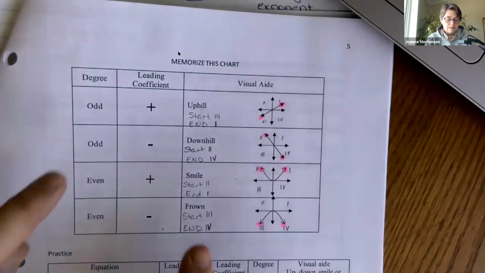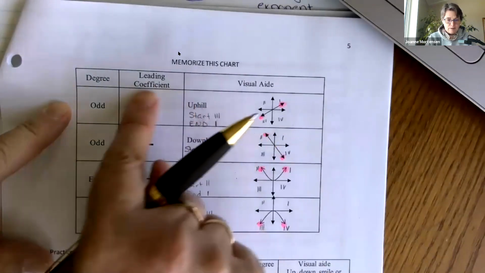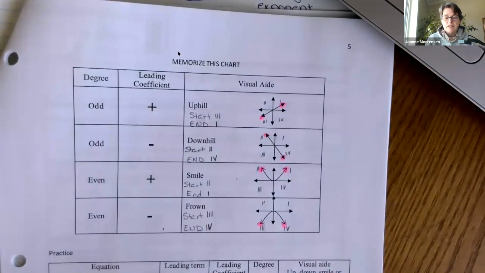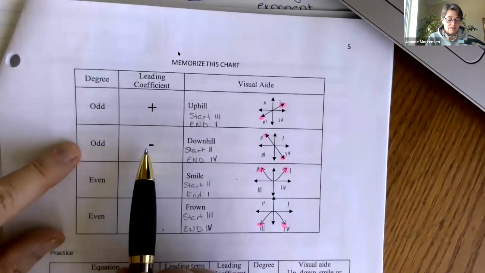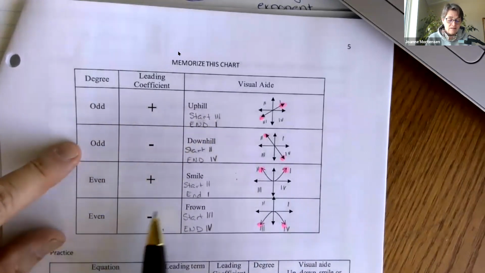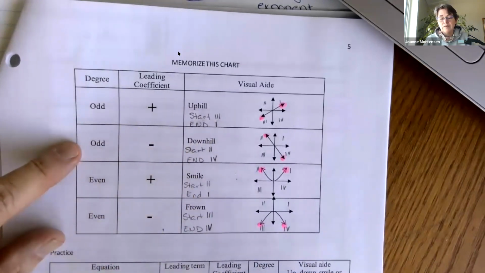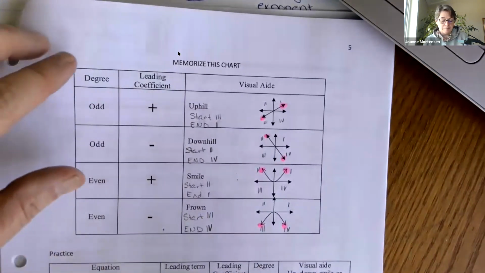All right, this little bit you have to memorize because I can't guarantee right now that you are going to have access to Desmos when you write your final or do your assignments on this. It's a little chart. Memorize it. So odd positive uphill, odd negative downhill, even smiling and frowning. If it's an even positive, it's a smile. If it's an even negative, it's a frown.